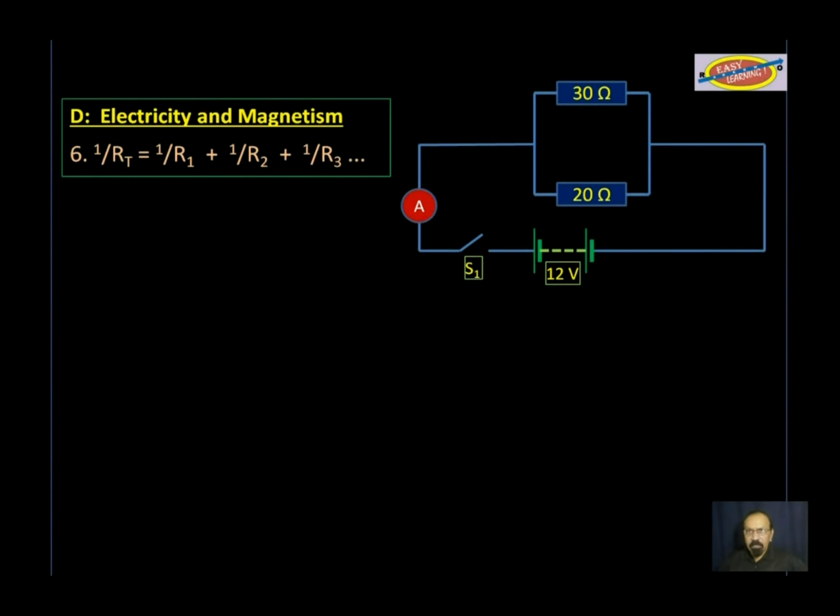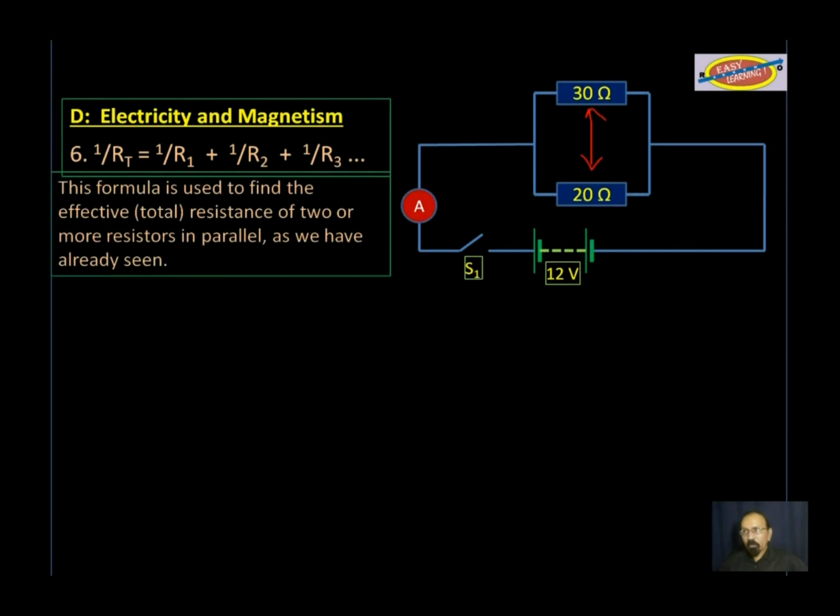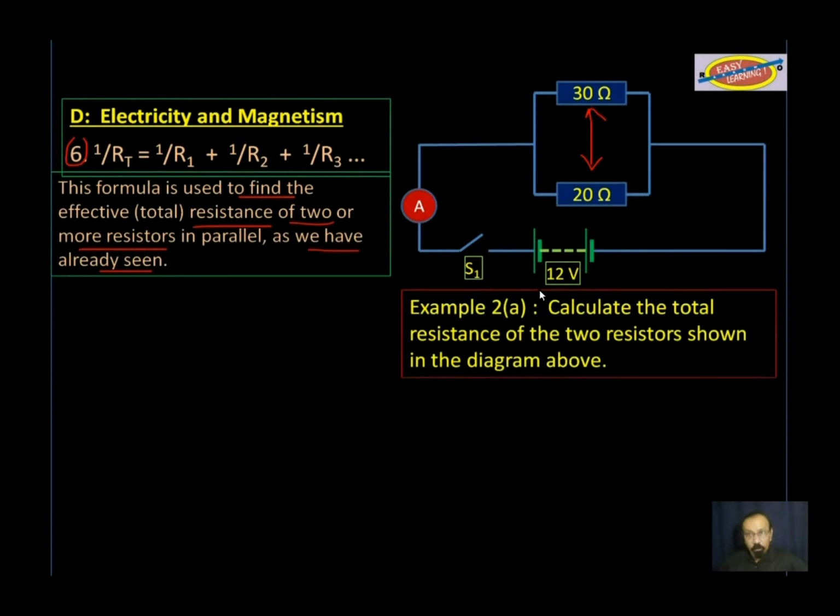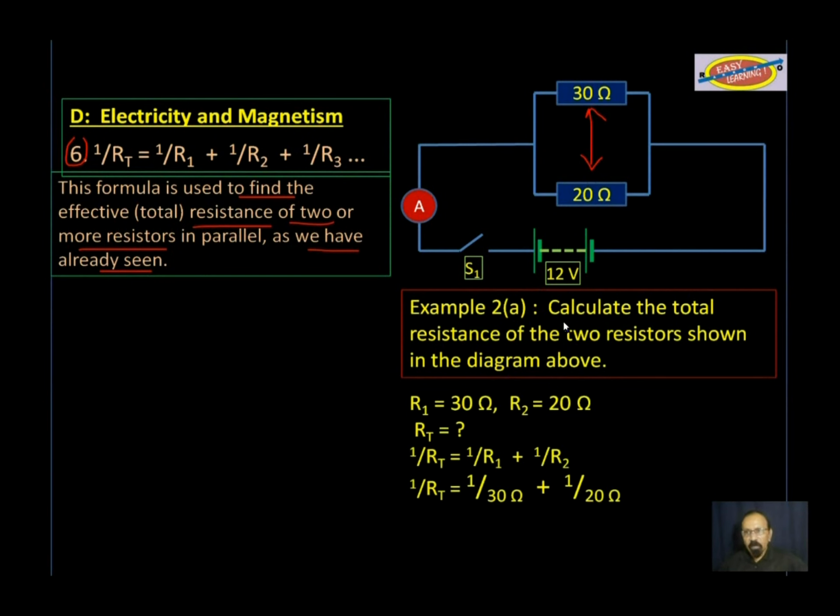So let's look at another example, this time with only two resistors in parallel, just two. Now, this formula up here, formula 6, is used to find the effective or total resistance of two or more resistors in parallel, as we just saw in the last slide. So let's do this with two, one way, and then there is a shortcut with just two resistors. So we know that R1 is 30 ohms, R2 is 20 ohms. We want to find R total.